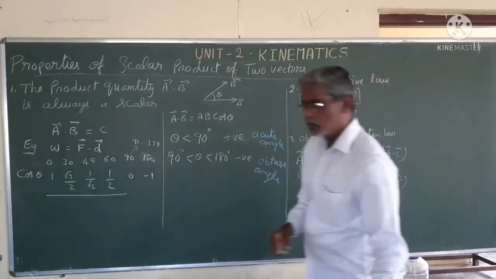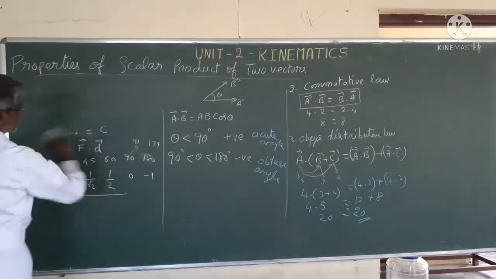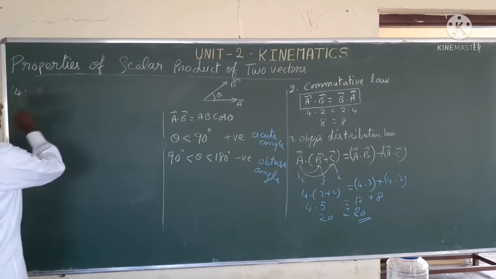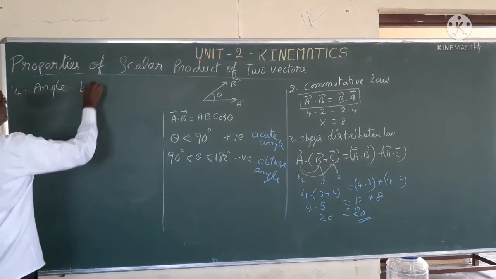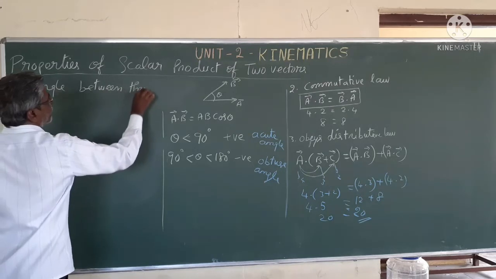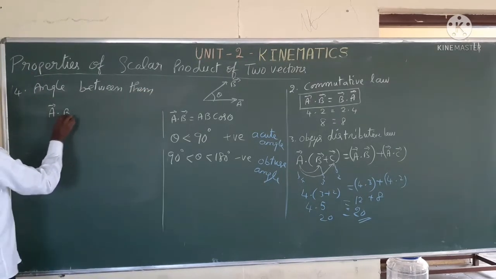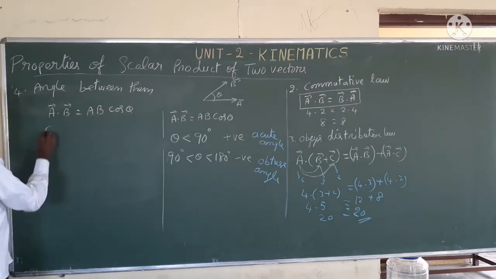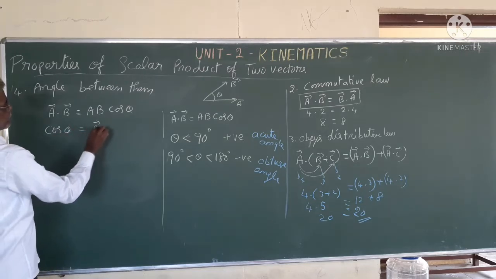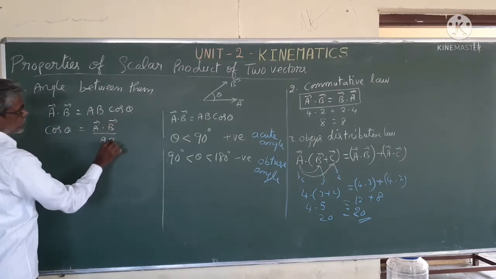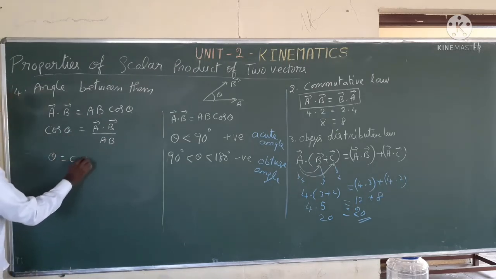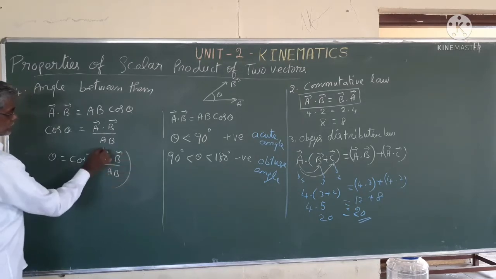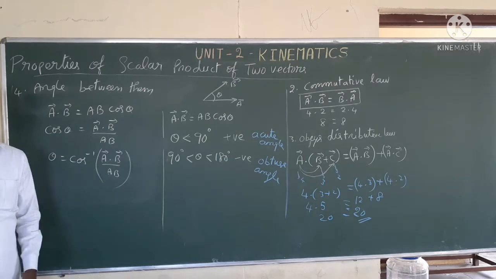Next, the fourth property is the angle between them. So A vector dot B vector is equal to AB cos theta. So I can write cos theta is equal to A vector dot B vector divided by AB. So I want theta. So theta is equal to cos inverse of A vector dot B vector by AB. This is the angle between two vectors.